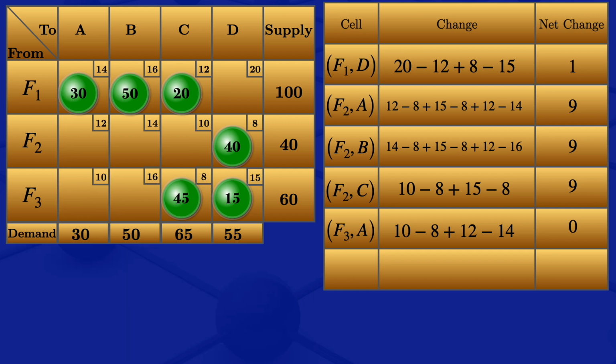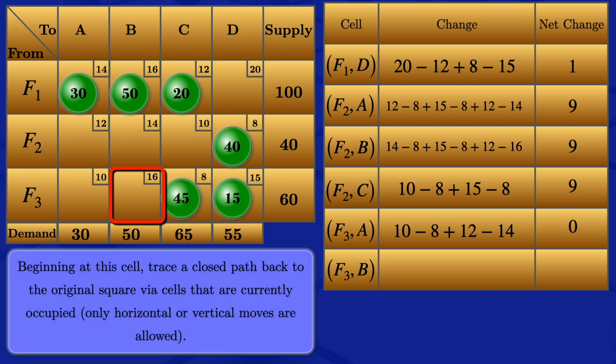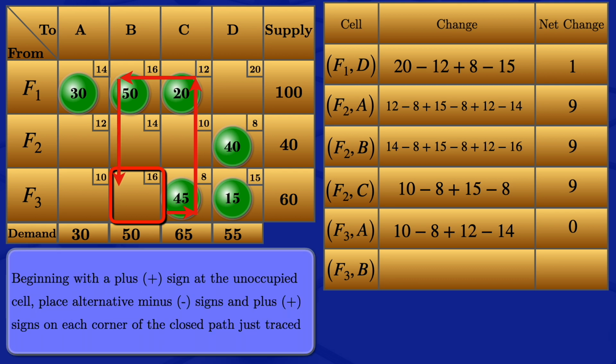Moving on to the next unoccupied cell, which is F3B. Trace a closed path back to the original cell. In this case, I will move from the original cell to this cell, and vertically upwards to this cell, horizontally to this one, and vertically downwards to the original cell. We'll begin with a positive sign in the original cell, negative, positive, negative.